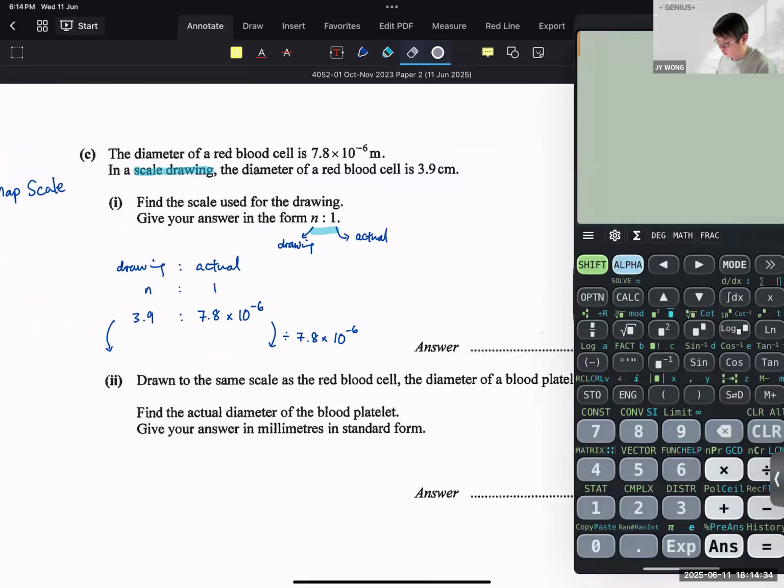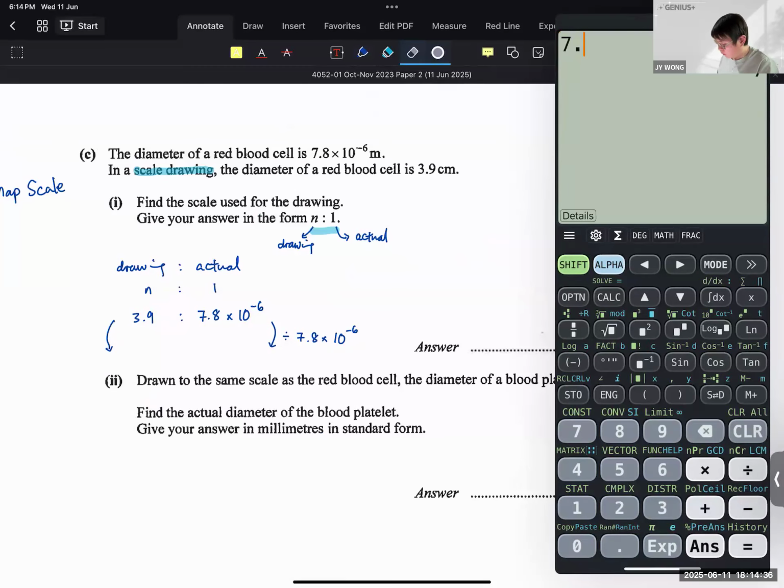So many students that year gave very weird answers because they don't realize that n has to be larger than 1. So you will have 3.9 divided by 7.8 times 10 to the power of -6, which will give me 500,000. But what's the second mistake that the students make? Never pay attention to the unit.